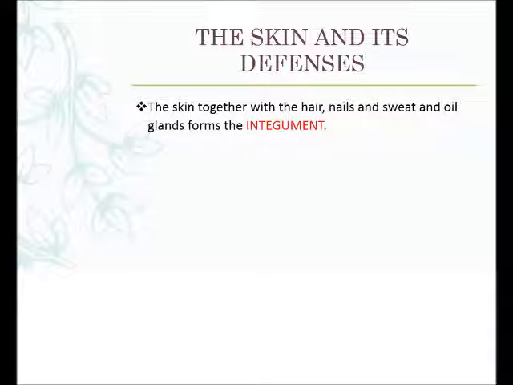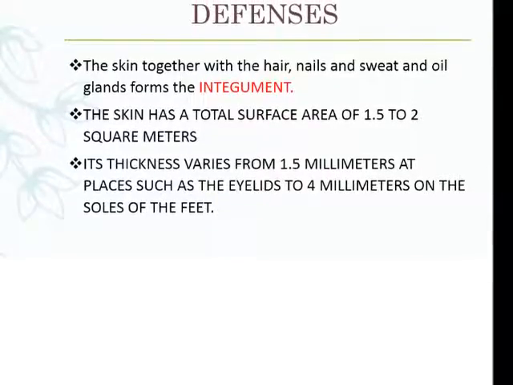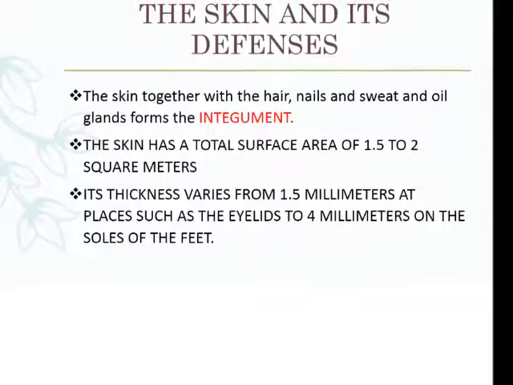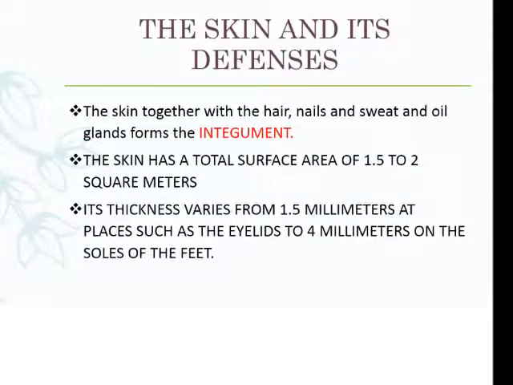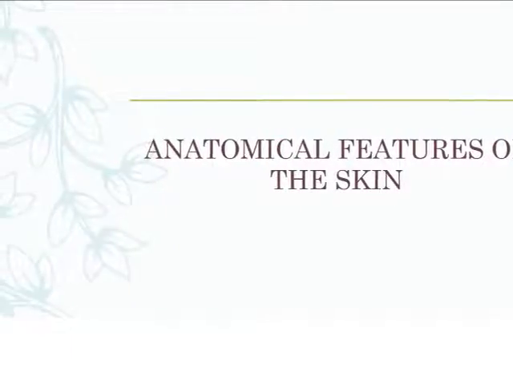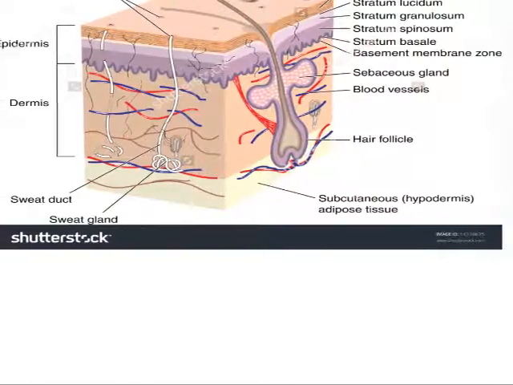The skin, together with the hair, nails, and sweat and oil glands, forms the integument. Skin has a total surface area of 1.5 to 2 square meters. Thickness varies from 1.5 millimeters at places such as the eyelids to 4 millimeters on the soles of the feet. Let's move on to the anatomical features of the skin. This figure shows the cross-section of the skin.